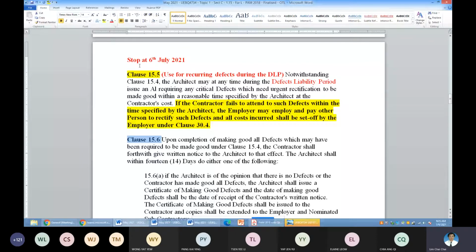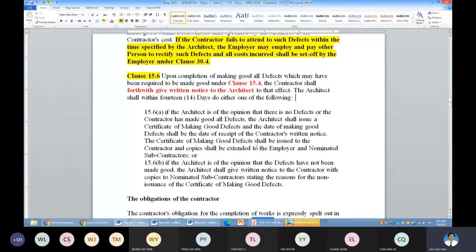So if the defects are all completed already, under clause 15.4, which I mentioned to you is the last list, the contractor will immediately give a written notice to the architect, and then the architect, as usual, will do the final checking. Within 14 days of receiving the contractor's letter or notice, the architect will have to carry out the following.